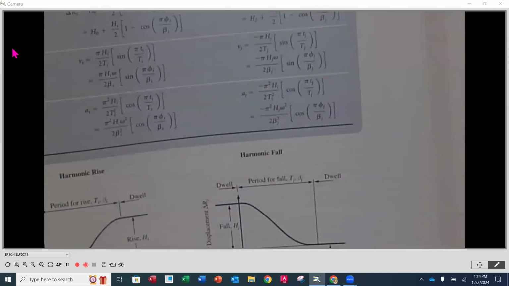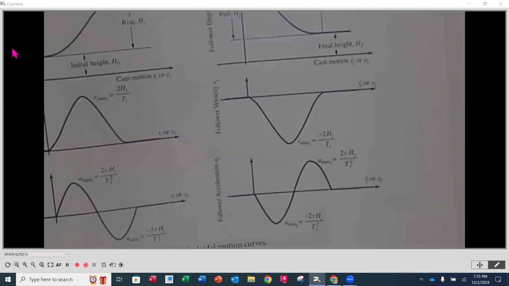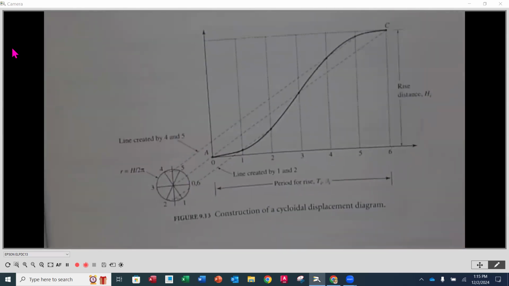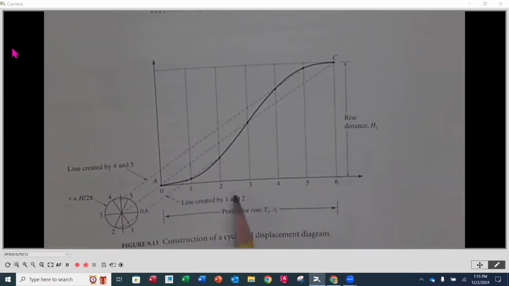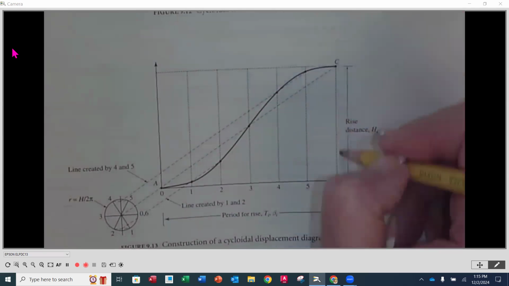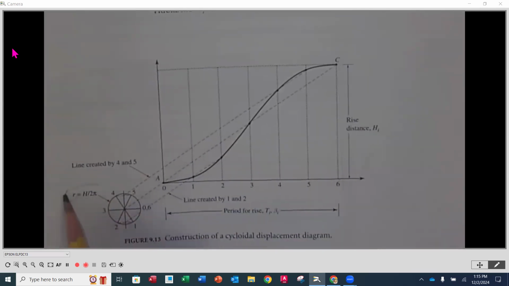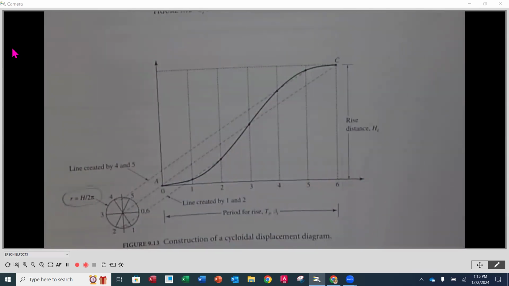Let's look at constructing cycloidal. On page 233 at the very bottom here, this one looks a little bit different. You'll notice that here we're still using the 6 equal parts. So once we know what our beta is, or our total time, that section we're going to break into 6 equal parts. But now we're not doing the half circle on the y-axis. We are constructing a complete circle, and its radius is going to be this equation right here.